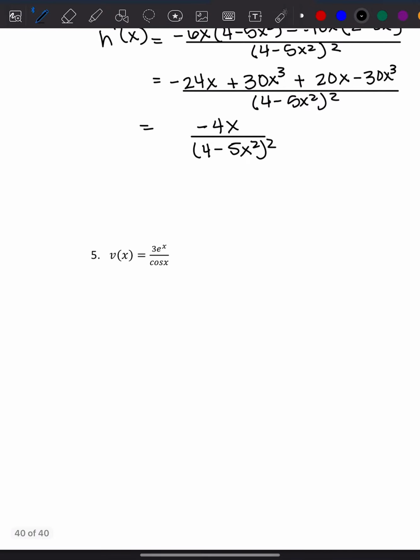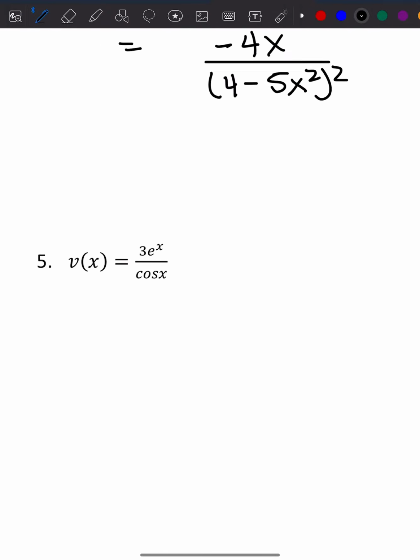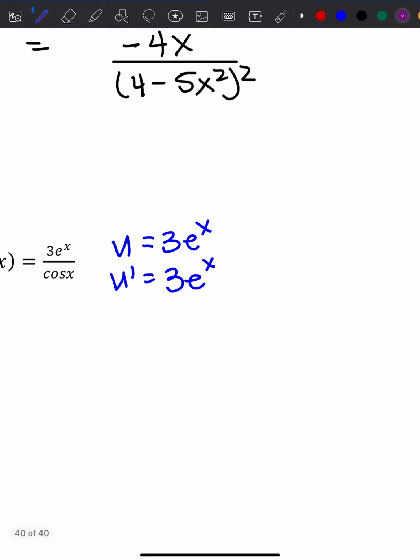Our last one here, 3e to the x over cosine of x. u is our top function, so 3e to the x. The derivative is 3e to the x. v is cosine of x. v prime, negative sine of x.